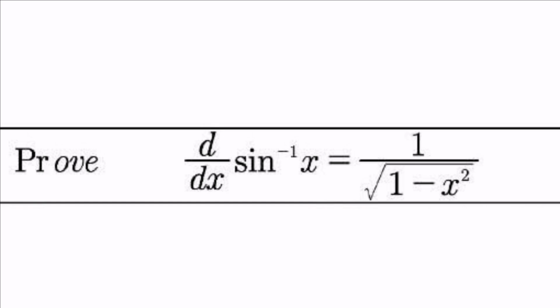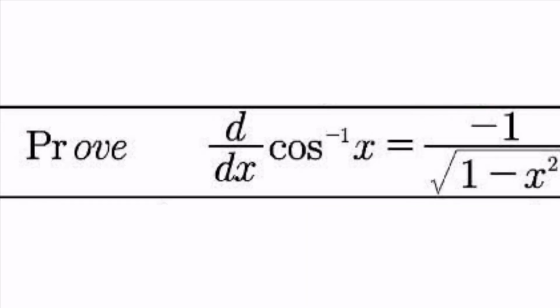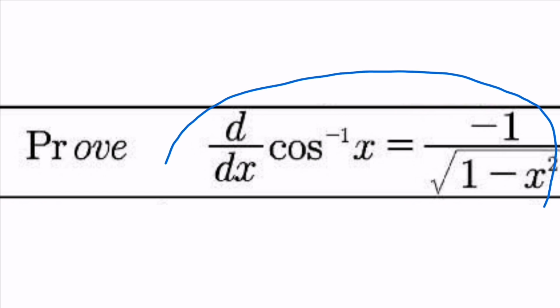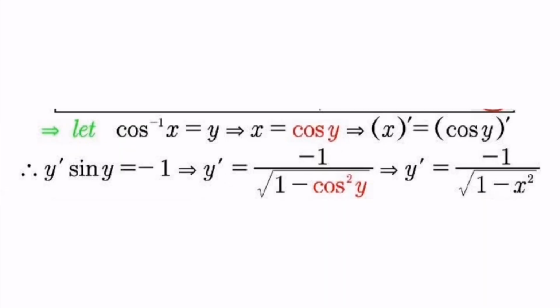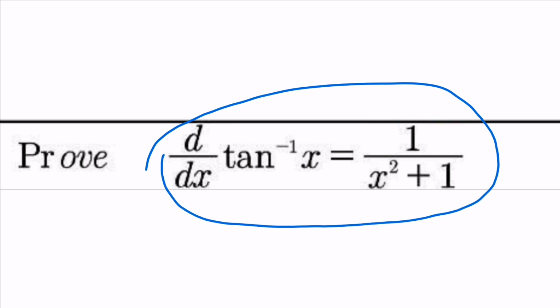In this lecture, we have to discuss derivative of inverse trigonometric functions. We have to prove that derivative of sine inverse x is equal to 1 over square root 1 minus x square. And next, derivative of cos inverse x is equal to minus 1 divided by square root 1 minus x square. And last, we have to prove that derivative of tangent inverse x is equal to 1 over x square plus 1.